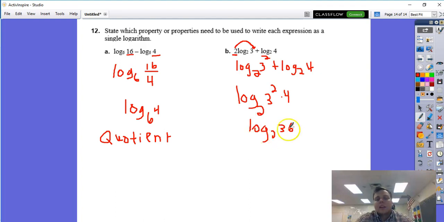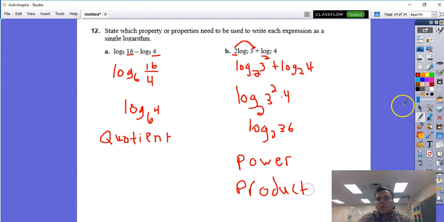Now what properties was that? Well, there were 2 properties. There was one where I moved this 2 to become a power, so we call that the power property. And then there was the property where I took the 2 logs that were adding and made them 1 log multiplying, so we call that the product property.